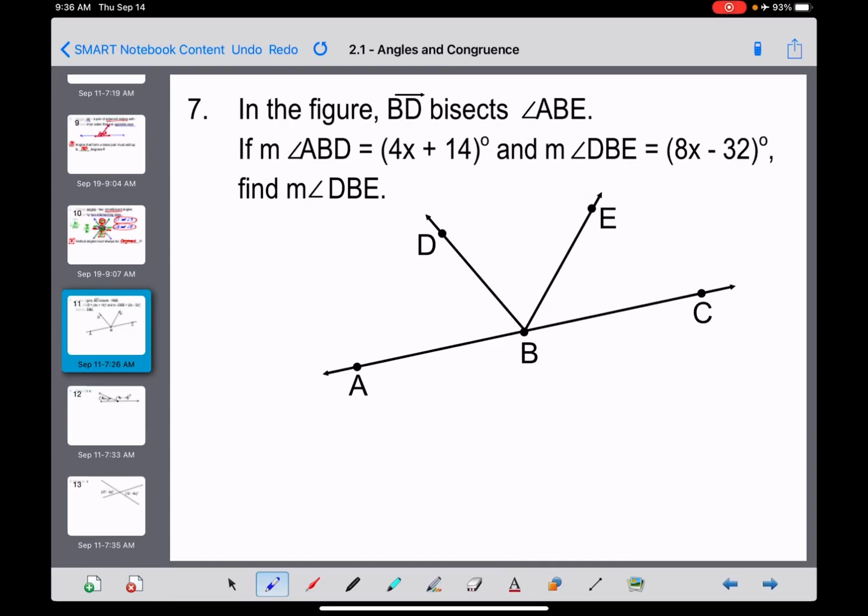Continuing on in section 2.1, so now that we've established all of the vocab here, and there was a lot of it in this section, let's try to use it to solve a couple of the types of problems that you are likely to see on your homework. So we've got a diagram right here, and this one says that ray BD is bisecting angle ABE.